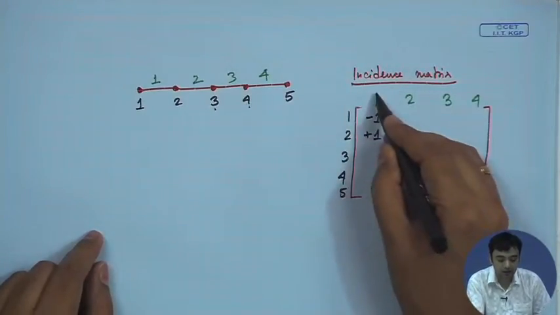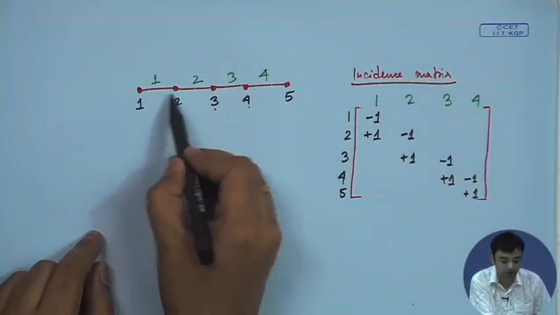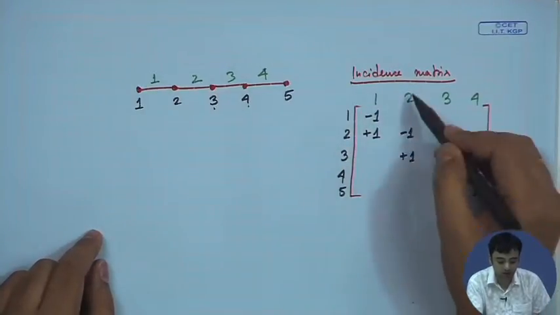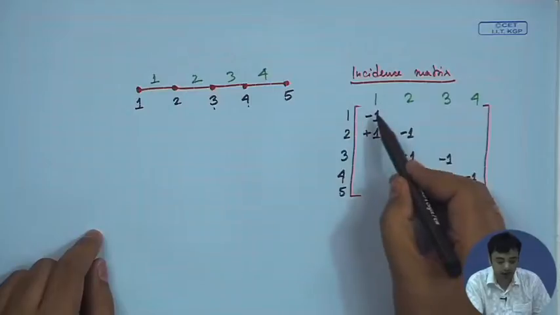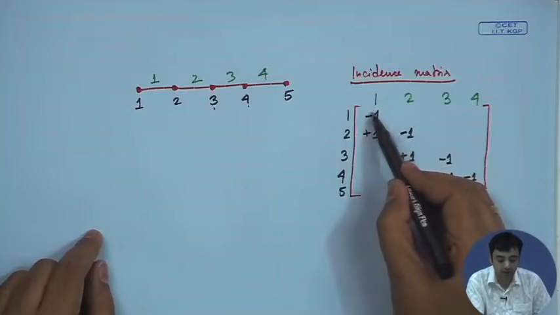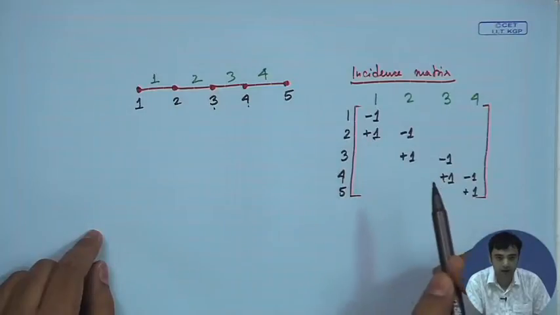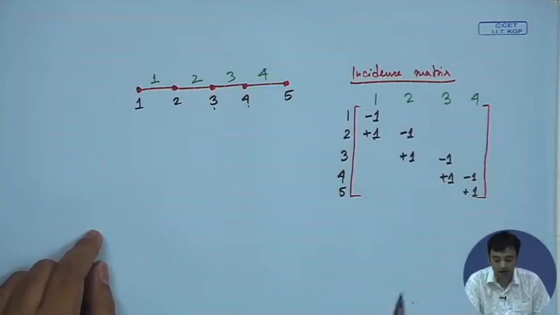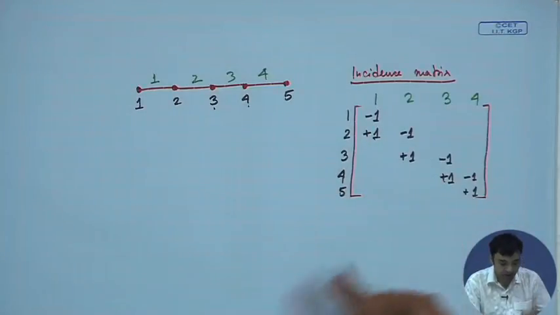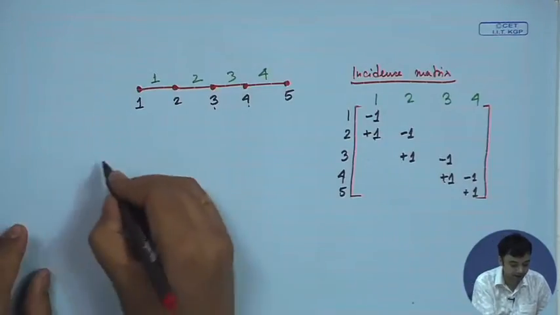Note that each column here represents a particular edge, edge number 1, edge number 2, edge number 3, edge number 4, and if the edge is between points i and j, then point i gets -1, point j gets +1. In this way we have constructed the incidence matrix. Similarly, we can also construct the Laplacian matrix.